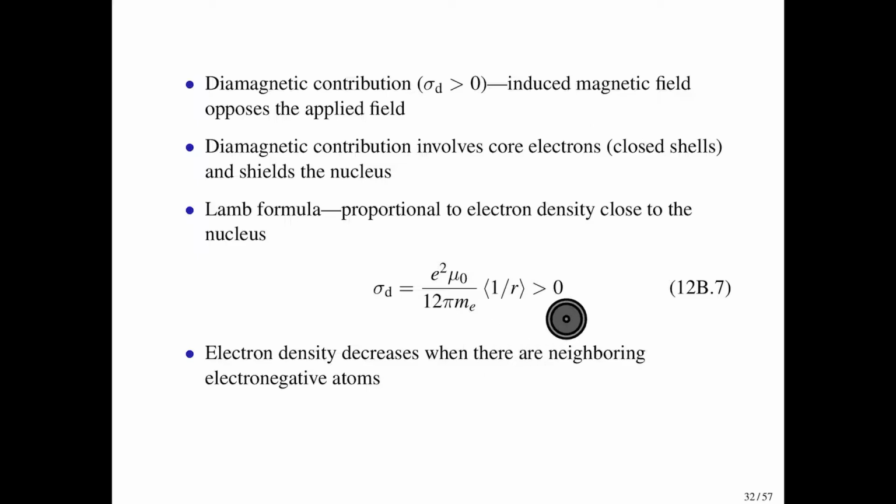And so here we have some constants out in front, and then we have an expectation value. This is an electron operator that we're taking the expectation value of, and we'll take a look at a sample problem in a couple of slides.